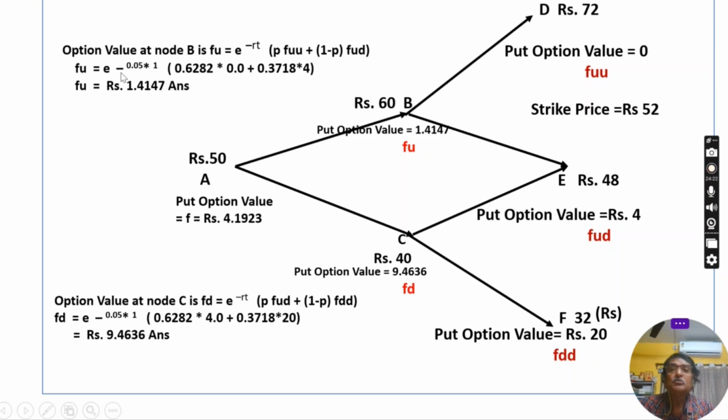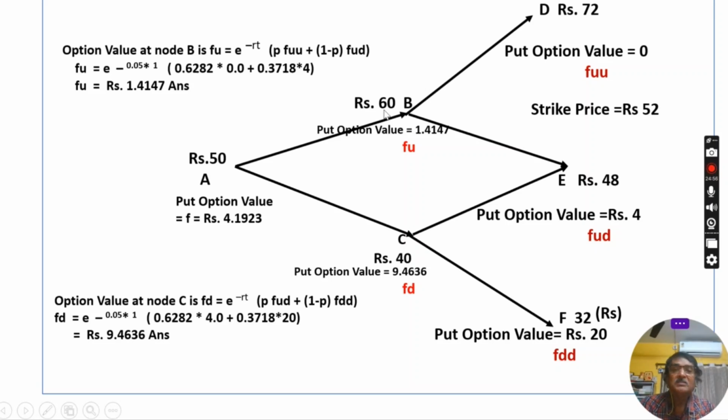So e to the power minus, the interest rate is 5%, that's why 0.05, R here, I have not changed it, 0.05 into 1, the period is 1. And this is the probability P into FU. This is the formula. FU is 0, the put option value is 0, that's why 0 plus 1 minus P into FUD, which is 4. In this way you can find the value, this 1.41.